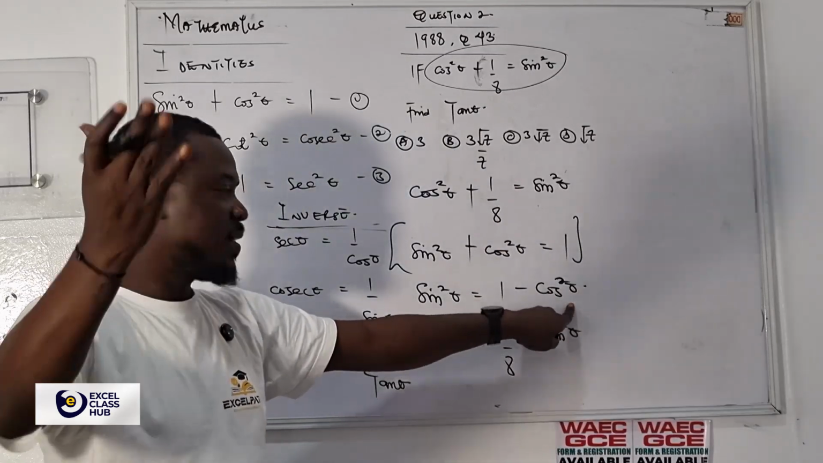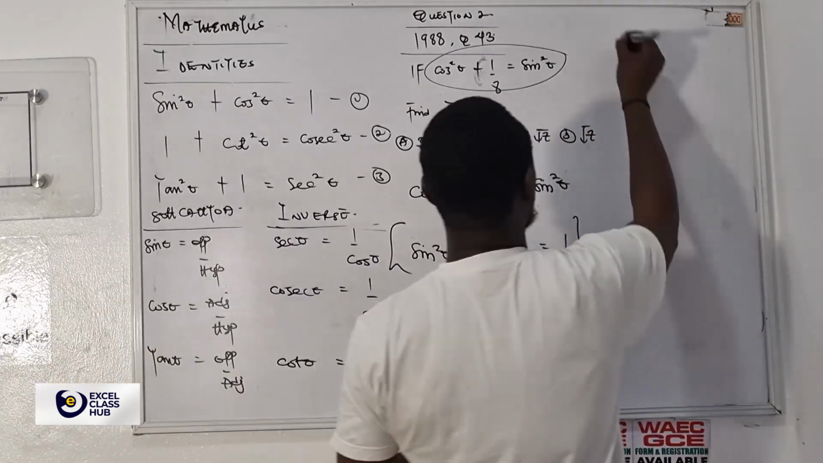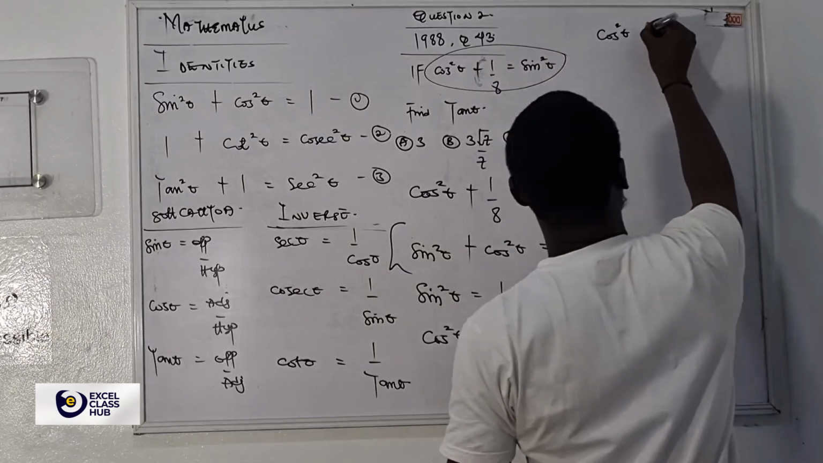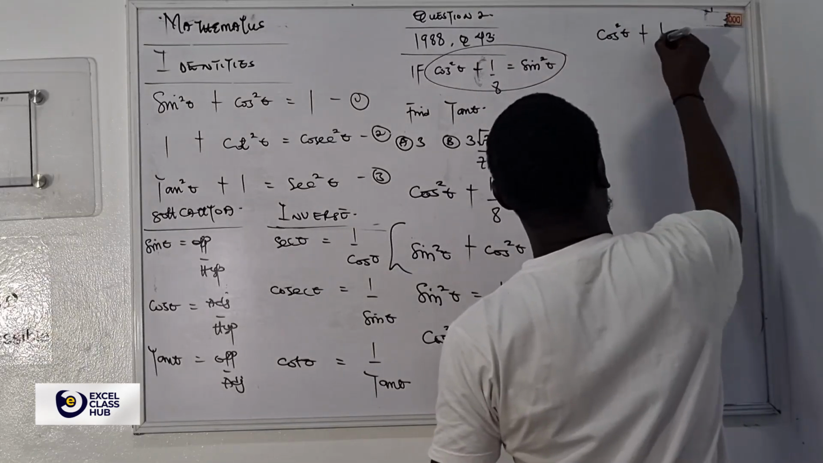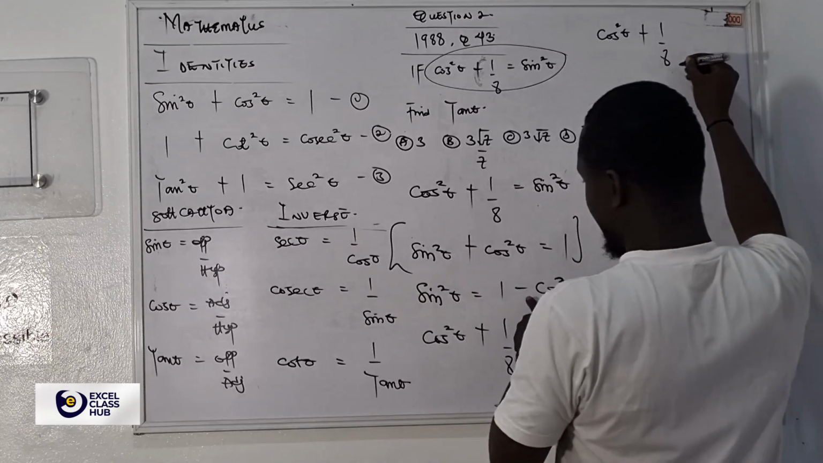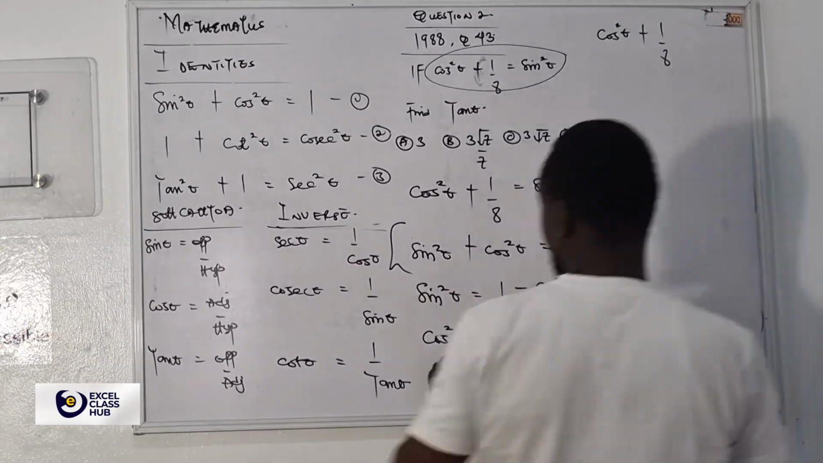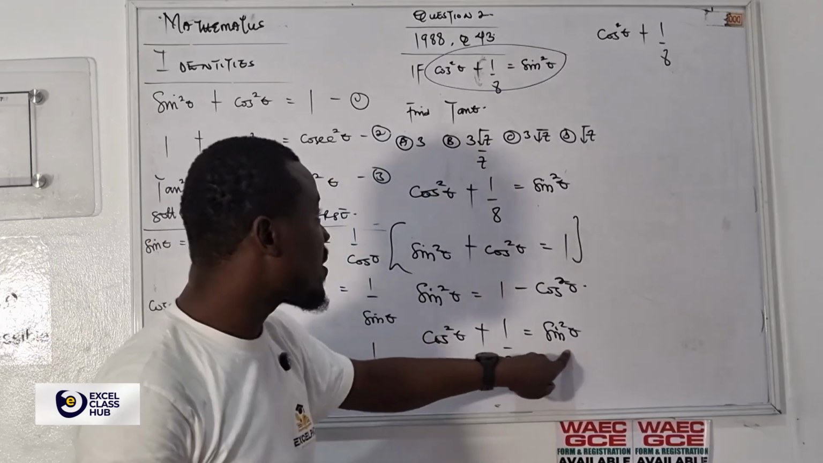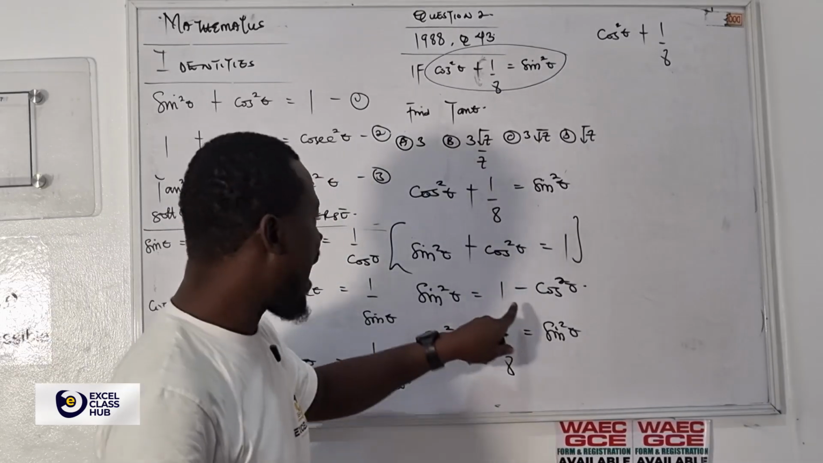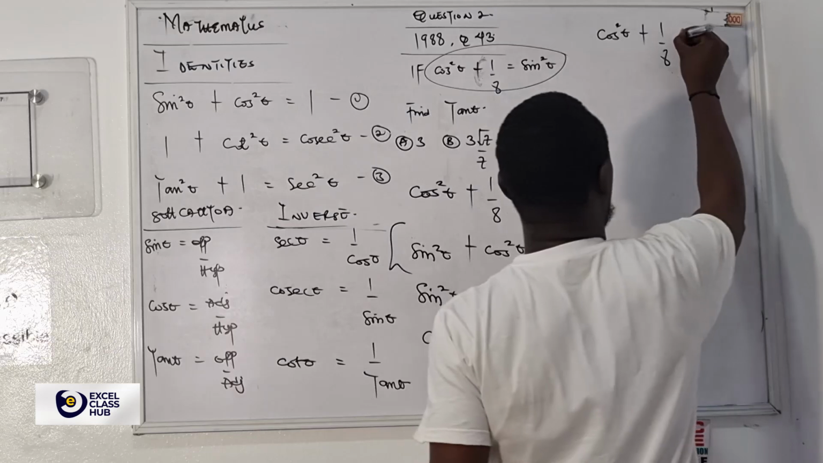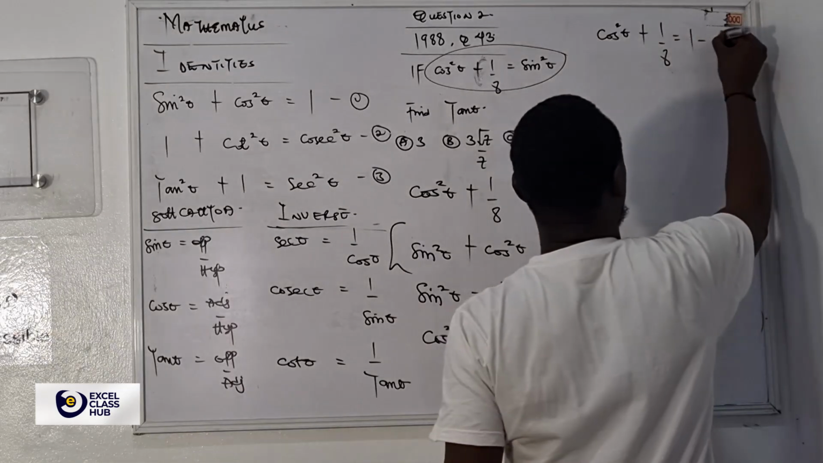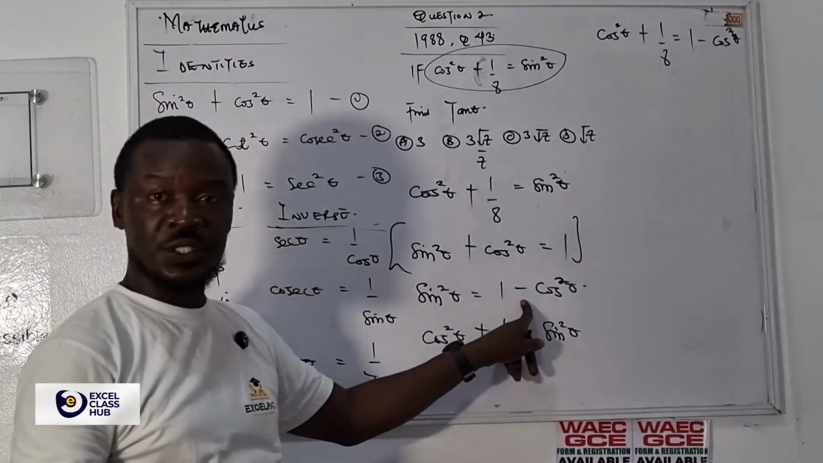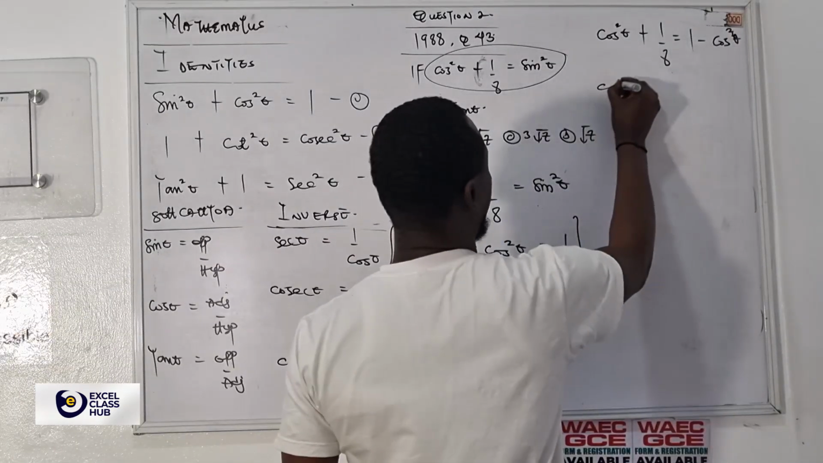Cos square theta. So from here, everything will give me cos square theta plus 1 over 8. Are you with me? That is cos square theta plus 1 over 8. It's supposed to be equal to what? Sin square theta. So instead of writing sin square theta, I'll change it back to 1 minus cos square theta. That means I've substituted.